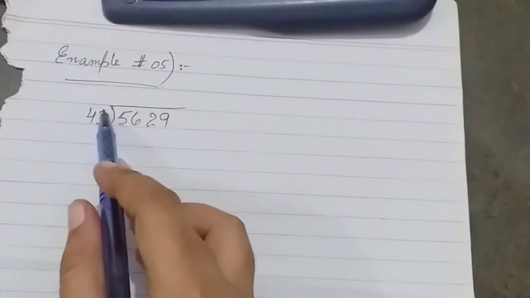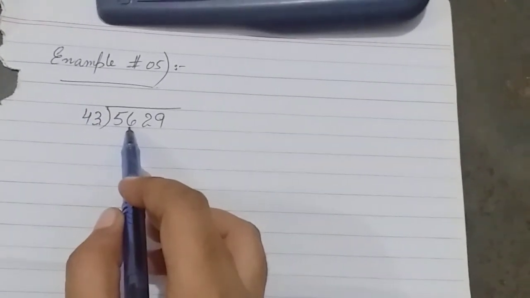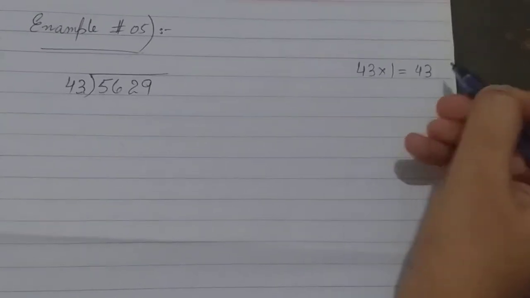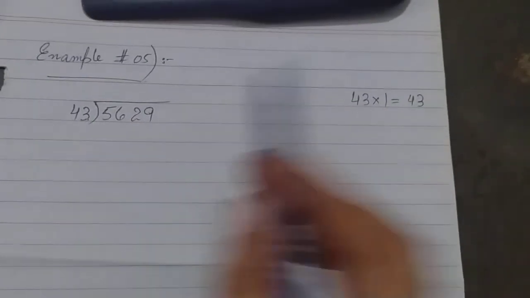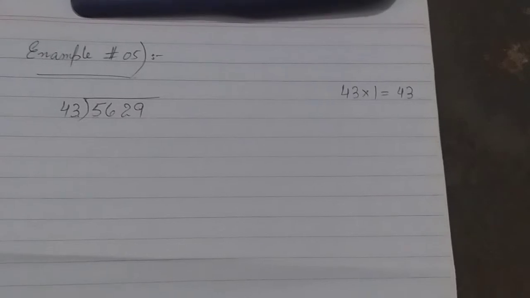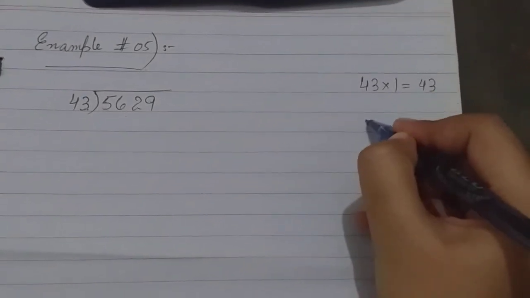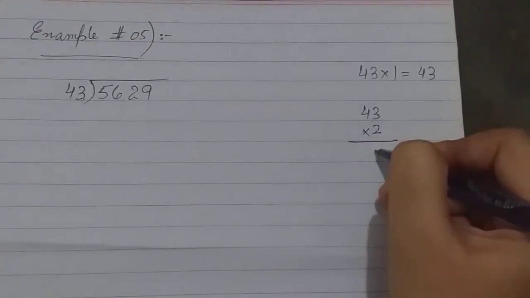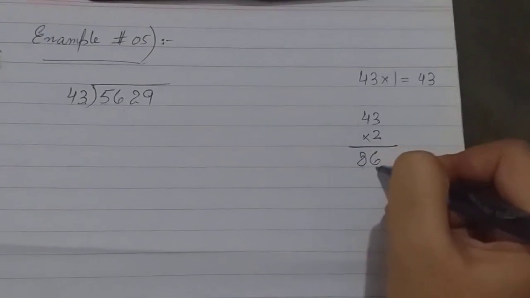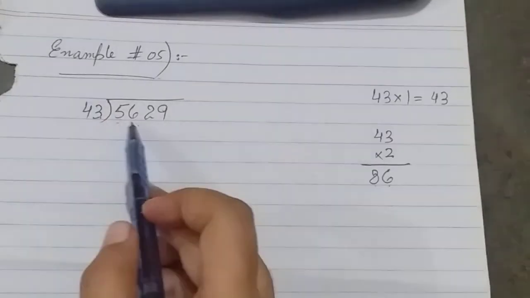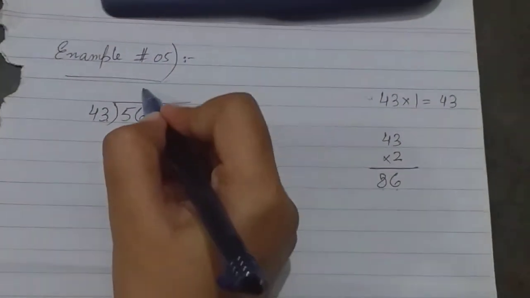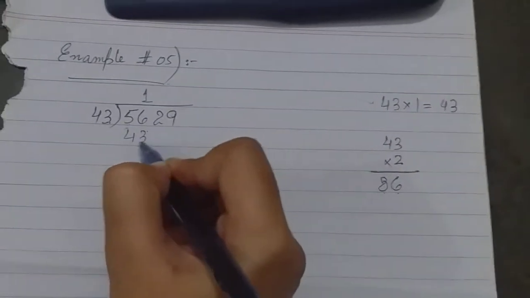Now in the table of 43 we will find the product that is equal to 56 or less than 56. We know very well that 43 ones are 43, but we want 56. Now if we multiply 43 by 2, 2 threes are 6 and 2 fours are 8. It is 86, and 86 is greater than 56. So we will take this product, 43 multiplied by 1. So we will write 1 here and 43 here.